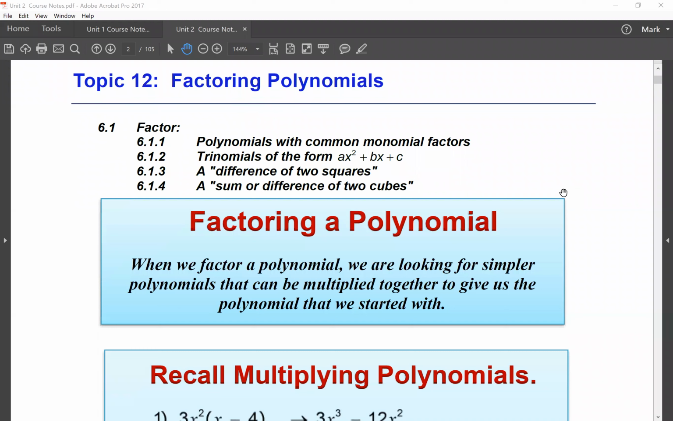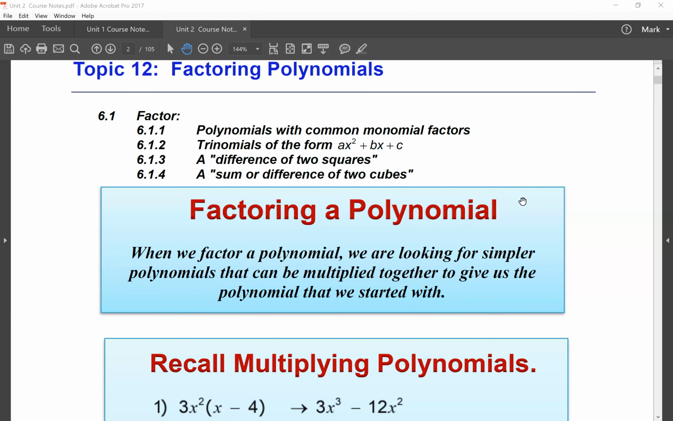Okay, so what's a polynomial? A polynomial is an algebraic expression that has multiple terms. The big one that we're going to look at in this course is trinomials, and then we'll look at cubes and squares, and I'll show you that in a few minutes. But the big one is trinomials, which is 3 terms, hence the word tri.